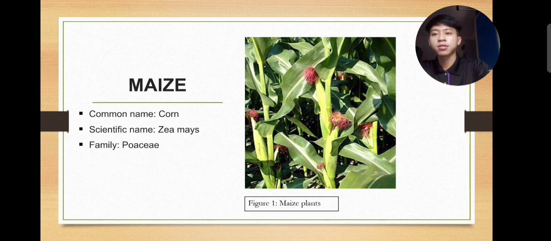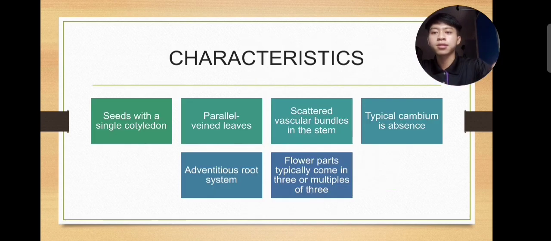That's my next slide. For this topic, I chose the maize plant. For maize plant, the common name is corn, the scientific name is Zea mays, and it comes from the Poaceae family. Next slide.